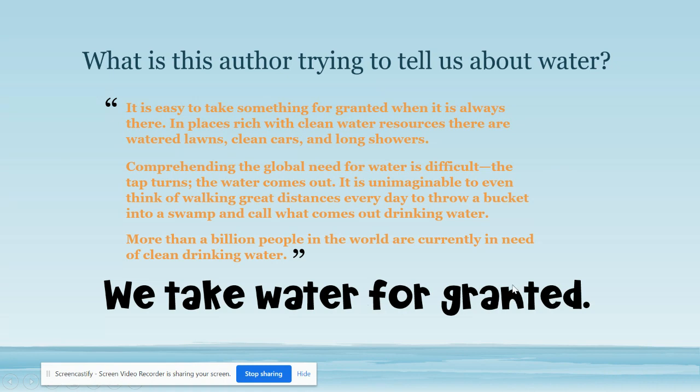We go to the drinking fountain at school and just get water, or we have the little bottles at lunch, or at home we can just fill up a cup with water. And we don't think about how there are more than 1 billion people in the world who currently need clean drinking water, and we just have it, and they don't. So for our Google Classroom assignment, this is your answer. You can copy it in: We take water for granted. This is how I'll know if you're watching this literacy lesson.